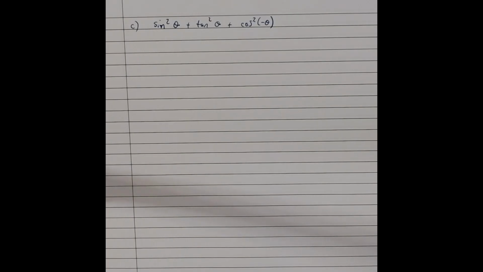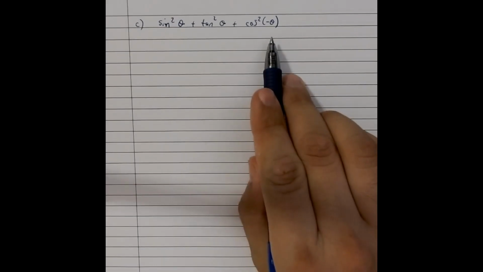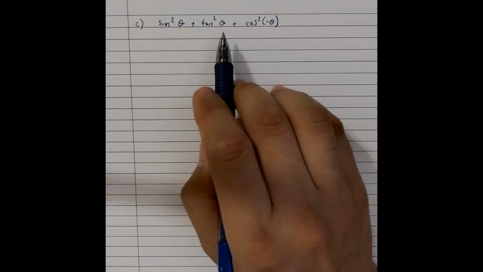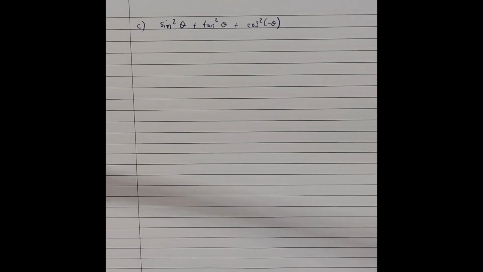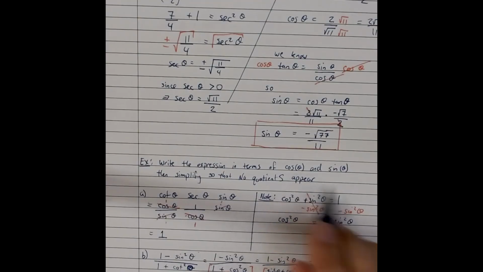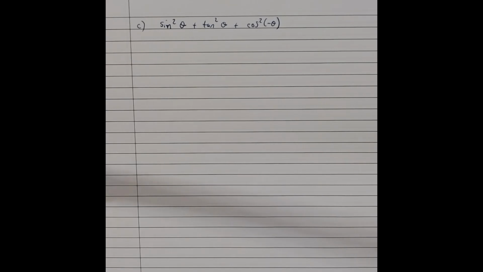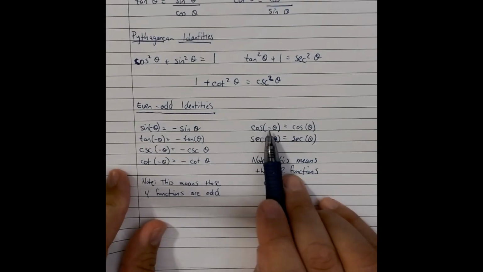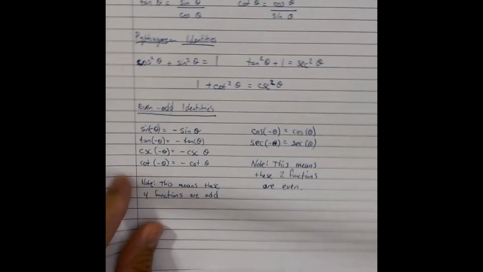All right, so note that this argument is different from all the rest. All these are in terms of theta, but this one's in terms of negative theta. And again, we want to start off by writing everything in terms of either sine of theta or cosine of theta, not negative theta. Fortunately, we have an identity, the even identity for cosine, which says that the cosine of negative theta is the same as the cosine of positive theta.